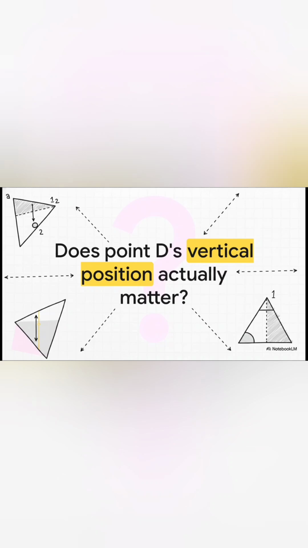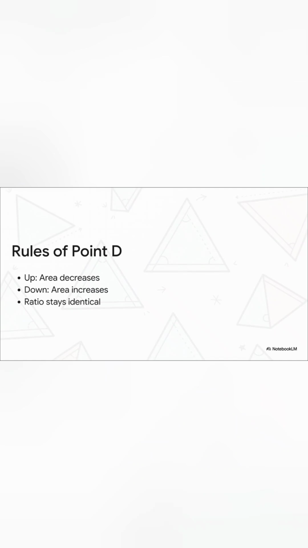Now, a really fascinating secondary mystery arises from all this. We've proven that the top triangles follow the base ratio. But what happens if we grab that center point, point D, and slide it up or down along that center line segment AP? Does that break our rule? Let's break down the rules of point D. If point D moves up closer to A, those top triangles squash down, right? So their total absolute square footage decreases. If D moves down towards P, the top triangles stretch out and their absolute area increases. But here's the magic. The underlying ratio between the left area and the right area never ever changes.